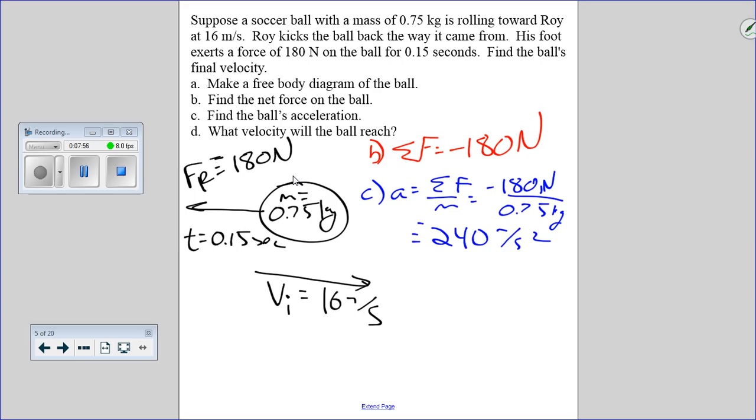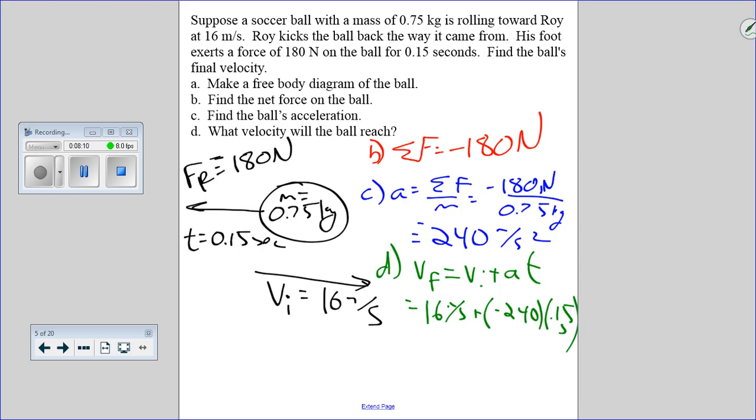So then D wants to know what final velocity he'll reach. So we'll just do Vf equals Vi plus at. So let's see, our initial velocity was 16. Acceleration is negative 240. Time is 0.15 seconds. Multiply this out and you end up getting negative 20 meters a second. And the negative is telling us that it's moving to the left after he kicks it, just as you would guess. Okay, so this is, you know, first semester stuff. Hopefully that's pretty straightforward.